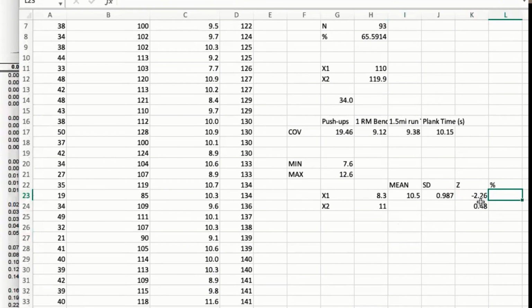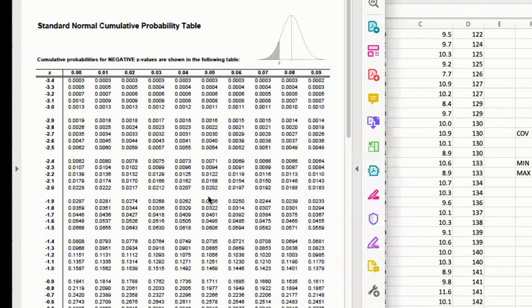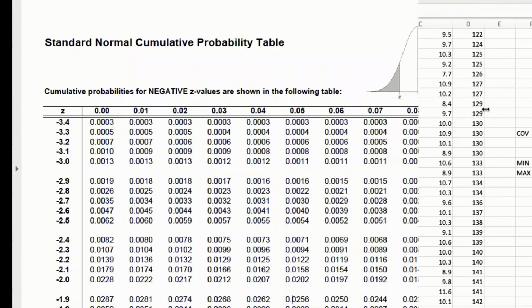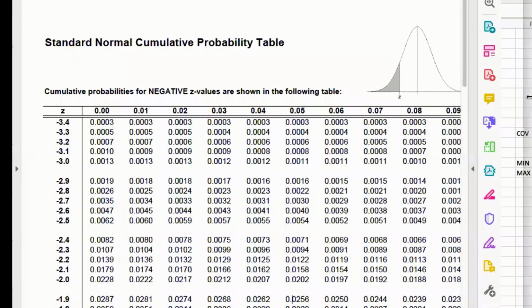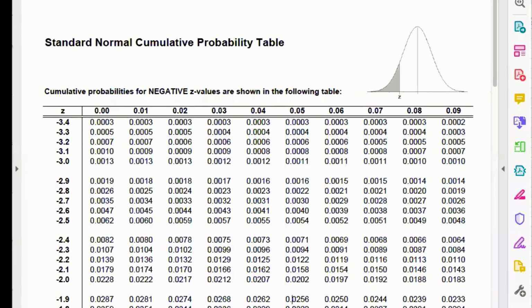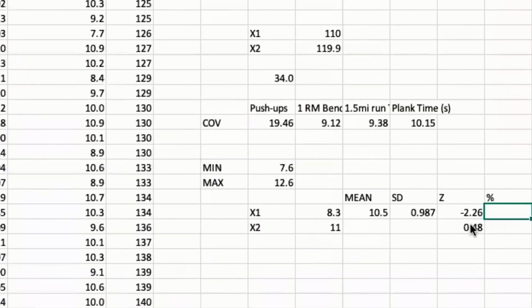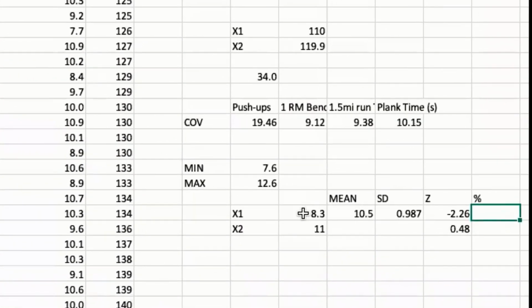From this z-score, it's negative, so we can look at the negative z-table. We're looking up -2.26. So -2.2 is right here, this row, and then we would go to the column that has 6 in the hundredths place. So 0.0119 would be our probability that someone would get at or worse than an 8.3.